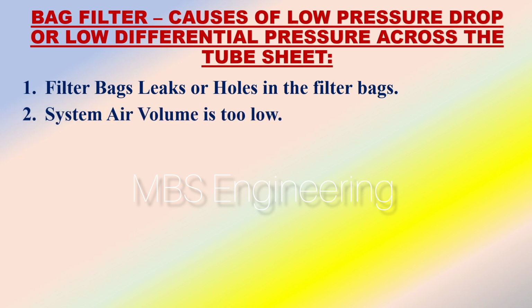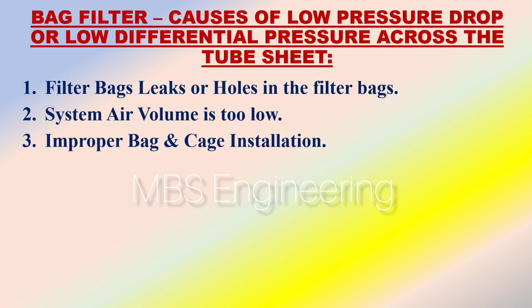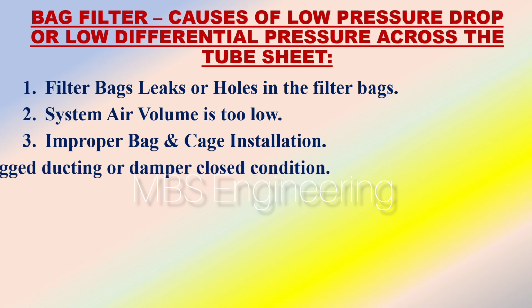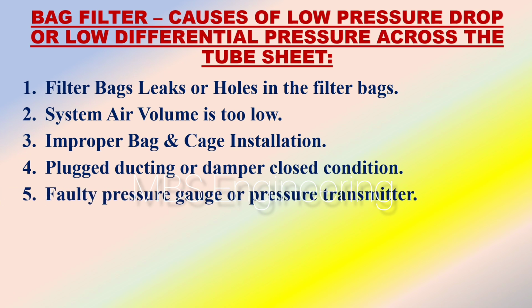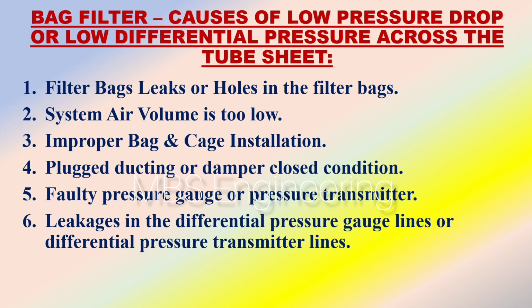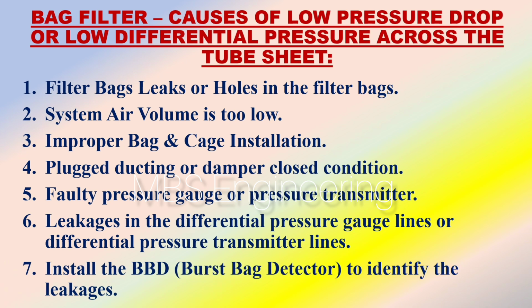Point number 1. Filter bags leaks or hole in the filter bags. Point number 2. System air volume too low. Point number 3. Improper bag and cage installation. Point number 4. Plugged ducting or damper closed condition. Point number 5. Faulty pressure gauge or pressure transmitter. Point number 6. Leakages in the differential pressure gauge lines or differential pressure transmitter lines. Point number 7. Install the BBD, burst bag detector, to identify the leakages.